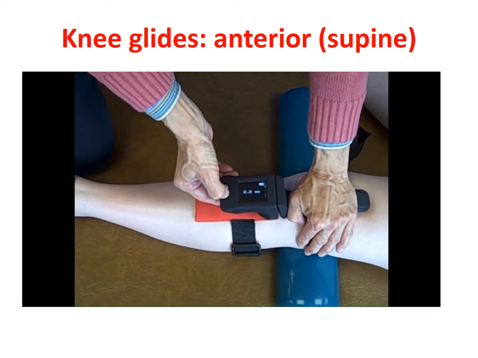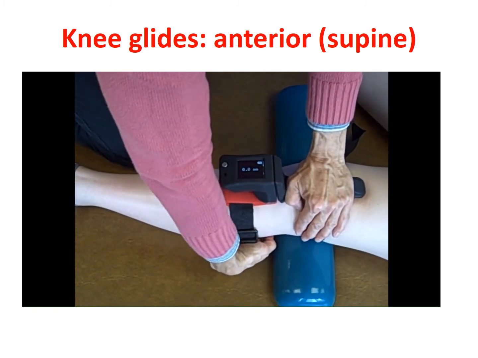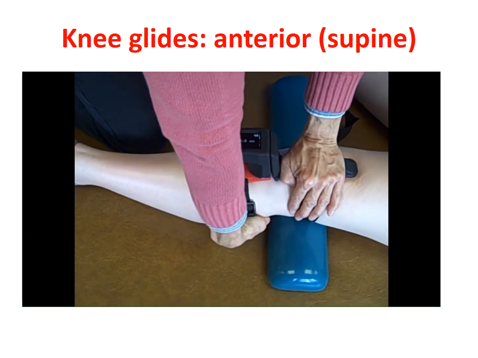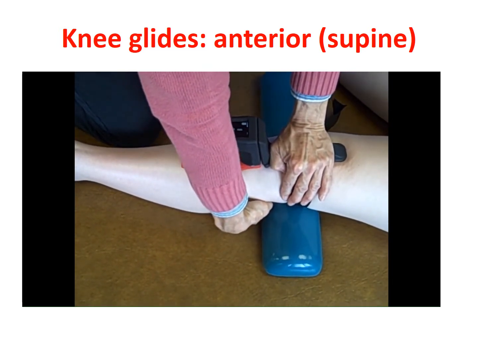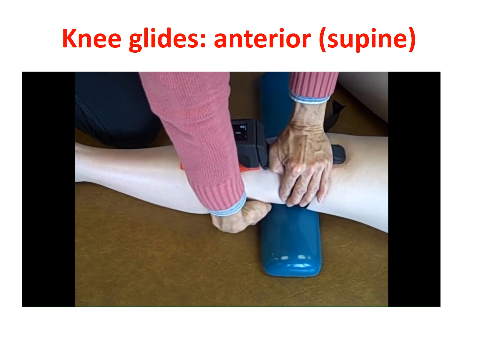There's the readout on the device. You can see there it gives you millimeters of movement, right? And once you set the device up, you stabilize proximal and you translate distal. You see the knee is in a position of about 15 or 20 degrees of flexion, right? That is basically your loose pack position.